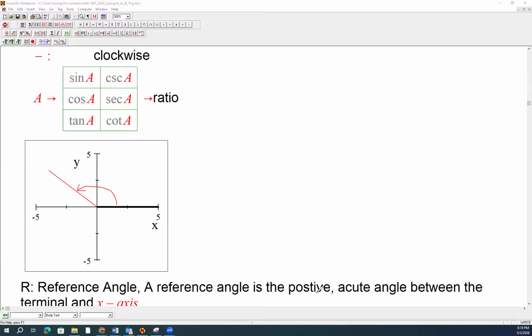Reference angle is the positive acute angle between the terminal and the x-axis. So the reference angle is between the terminal and the x-axis. This is the x-axis. And the positive acute, acute meaning between 0 and 90 degrees or pi over 2. So this will be the reference angle. This is the reference angle. That's called a reference angle. And the actual angle we have here is A. So angle, reference angle. Sometimes the reference angle is the same as the angle, and sometimes they're not.